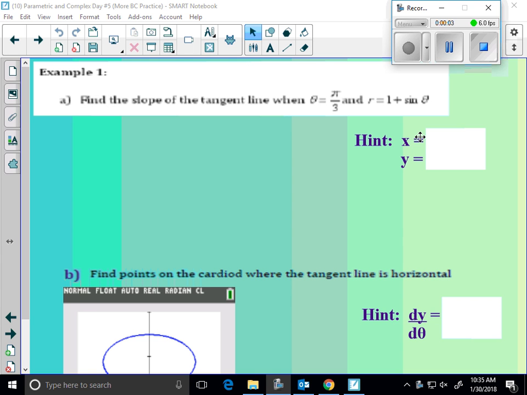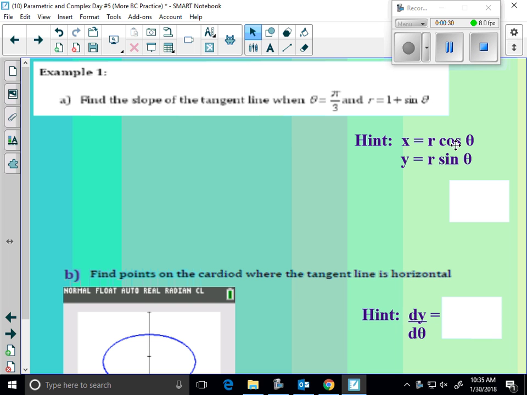Okay, this is day 5, some BC practice, more BC practice with polars. Okay, so finding the slope of a tangent line. Finding the slope of the tangent line means finding what? The derivative in terms of what? Y and x, right? In this case, I have an r and I have a theta. But I do know that x equals r cosine theta and y equals r sine theta.